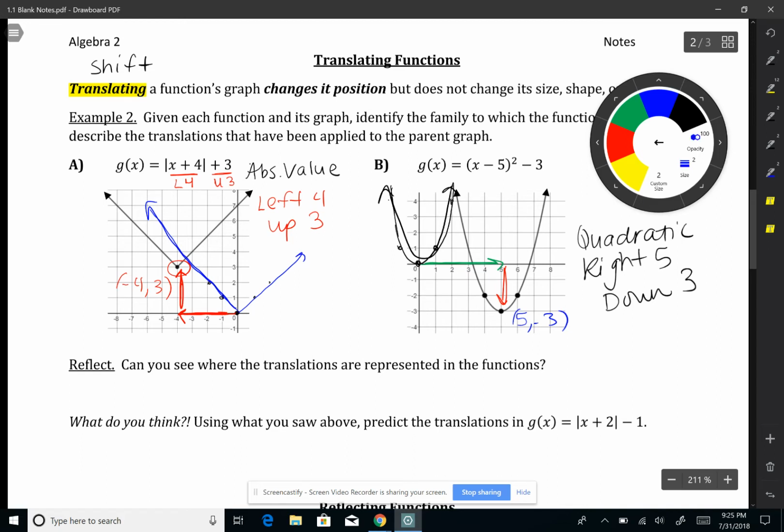In letter B, I went right 5. This looks like that might be where that came from. And then my minus 3 here, maybe that's my down 3.